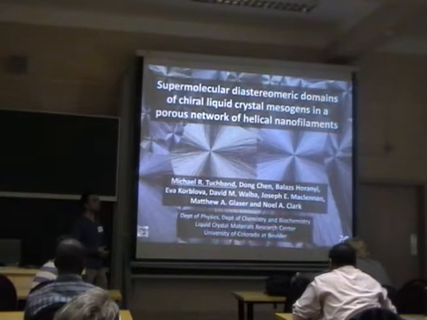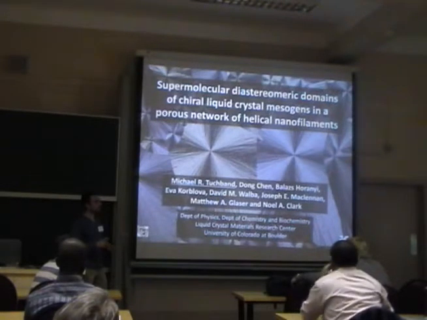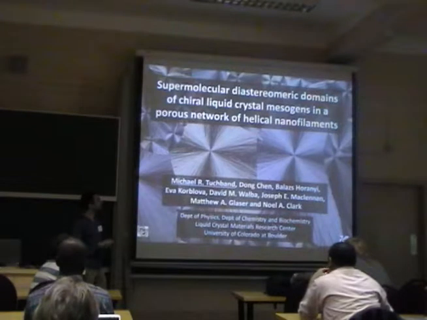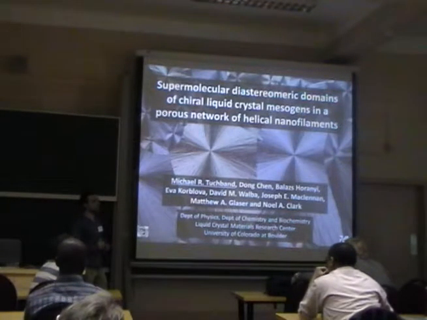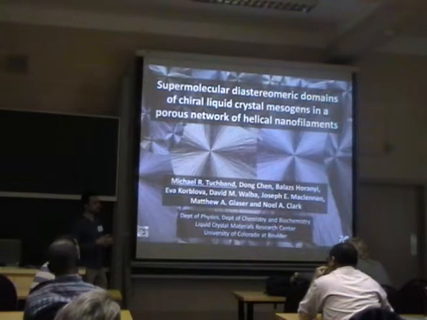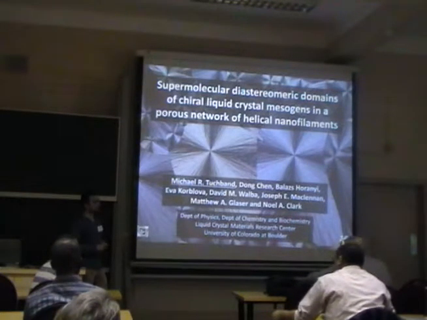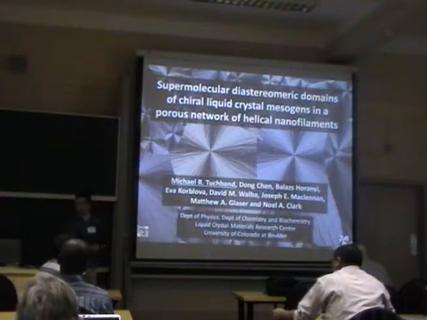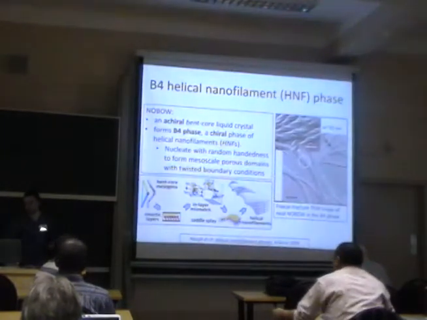And so we're interested in novel liquid crystal systems, and I just want to tell you about one we've been working on recently. There's this really interesting phase made of bent core liquid crystals called the B4 phase. And it's this phase of twisted nanofilaments. And so we're interested in what happens when you mix this phase of nanofilaments, which forms a sort of nanoporous medium, with pyro liquid crystals. And we actually find some pretty interesting optical effects.